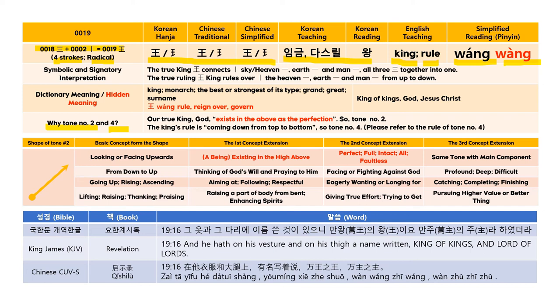So let's go on that basis. We are interpreting each character by symbolic and signatory manner. So this character means the true king. The true king connects sky, heaven, and earth, and man, all three together into one.